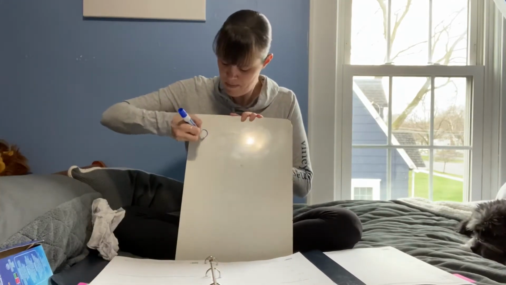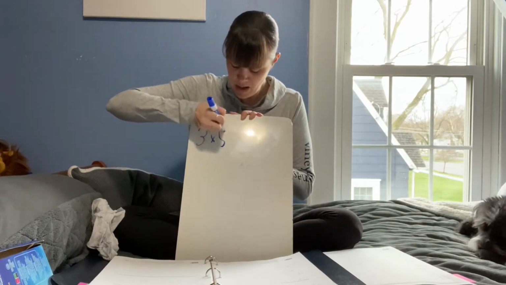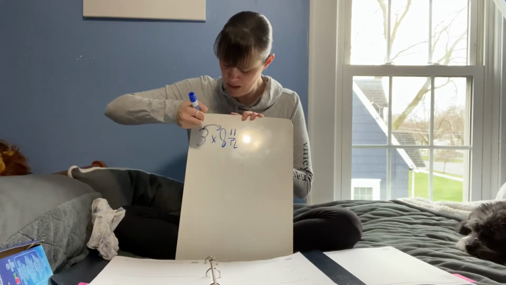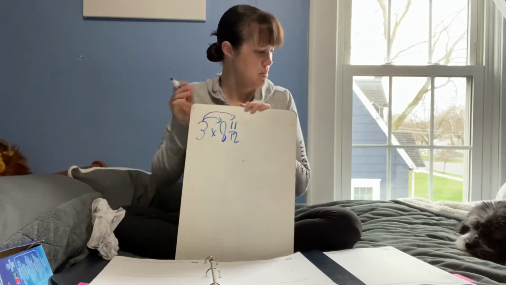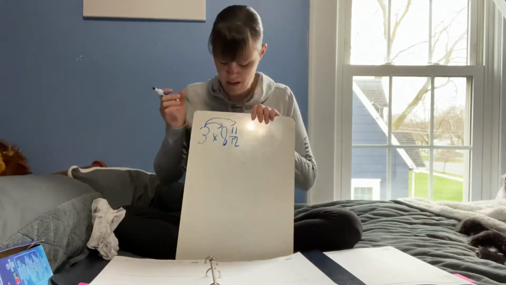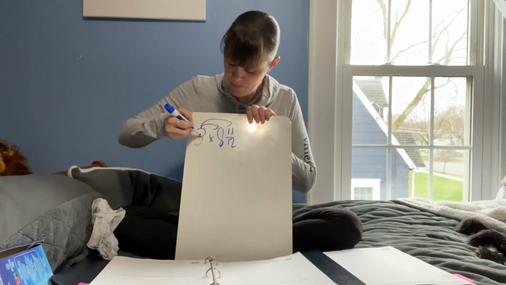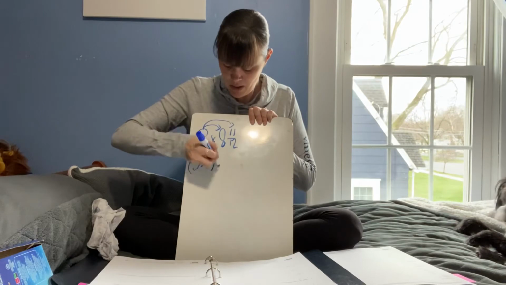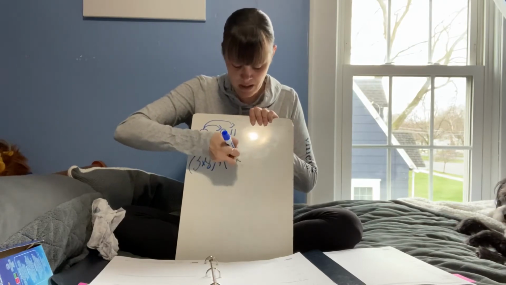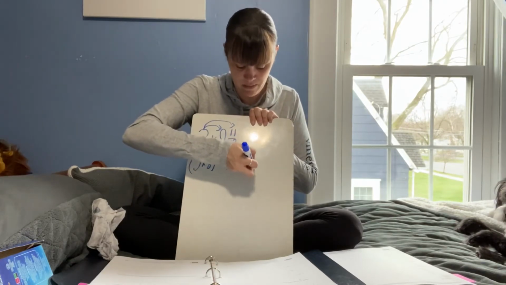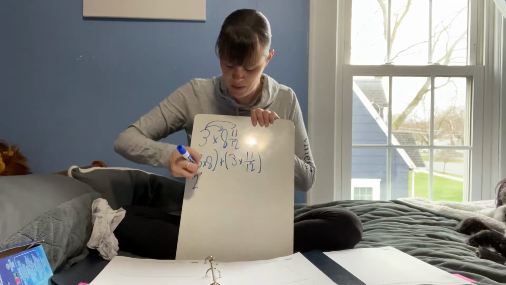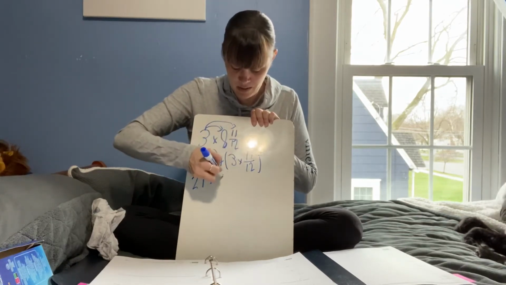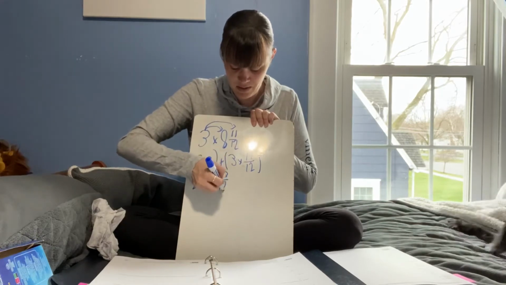3 times 8 and 11 twelfths. We're going to distribute that 3 to the 8 and to the 11 twelfths because it's part of the fraction. 3 times 8 plus 3 times 11 twelfths. 3 times 8 is 24 plus 3 times 11 is 33 twelfths.